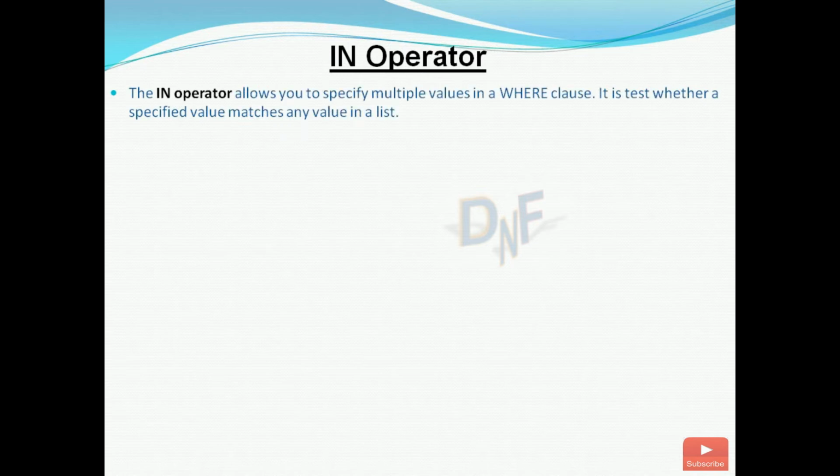Here is a simple definition of the IN operator. The IN operator allows you to specify multiple values in a WHERE clause. It tests whether a specific value matches any value in the list. Here is a simple syntax. We use the column name or the expression, then write the IN keyword, and we put multiple values, a list of values, in parentheses.